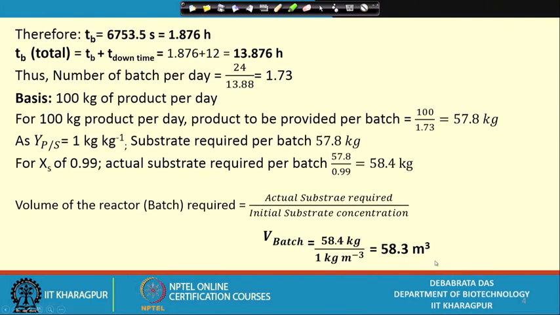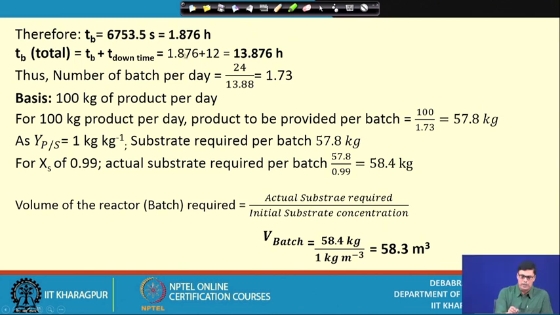Now, this we can convert into hours. So, this is equivalent to 1.876 hours. Am I right? Now, I told you, you can remember that when we want to determine the volume of the batch process, first we shall have to find out how much product you have to produce per batch. So, I can show you again.